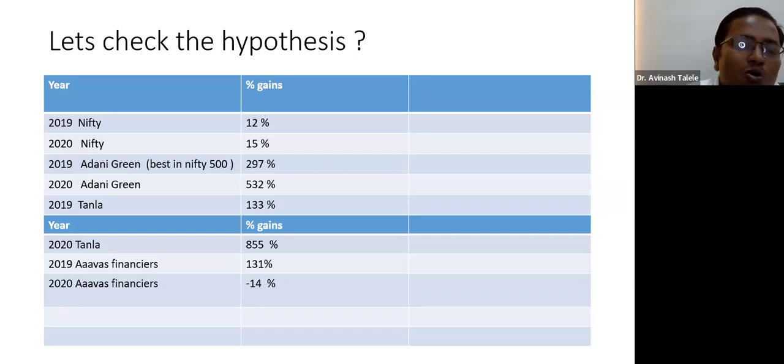Similarly, there is nothing that works every time. There is no holy grail. Avas Financiers performed by 131% in 2019, but then it fell down. It did not perform in 2020. So it was minus 14% returns in 2020.